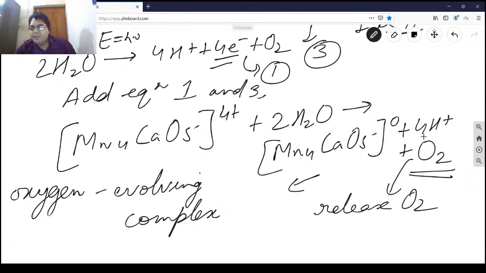And this 4H plus will be pumped into the thylakoid membrane to increase the electrochemical gradient. So this is not a waste. This will increase the electrochemical gradient, which will then be used in the production of ATP later on. So this is your water splitting complex.